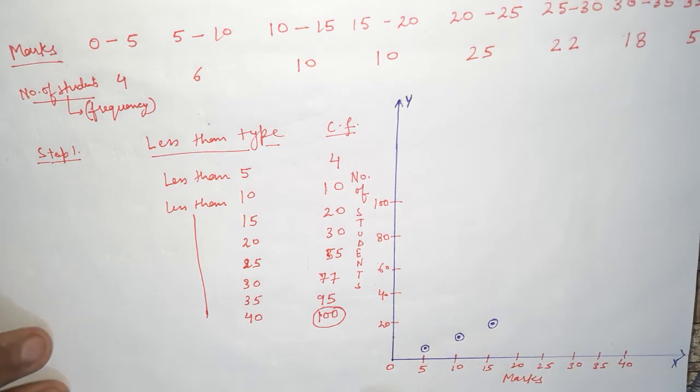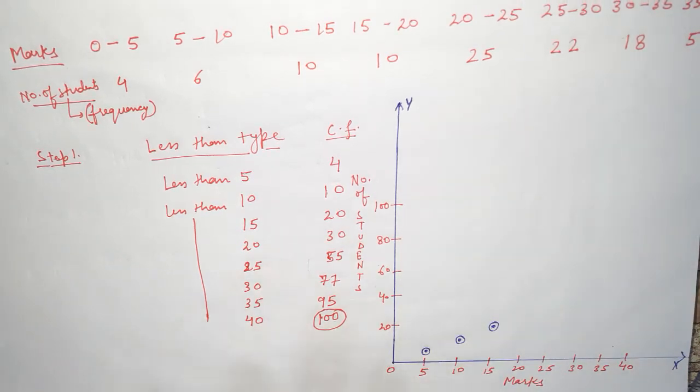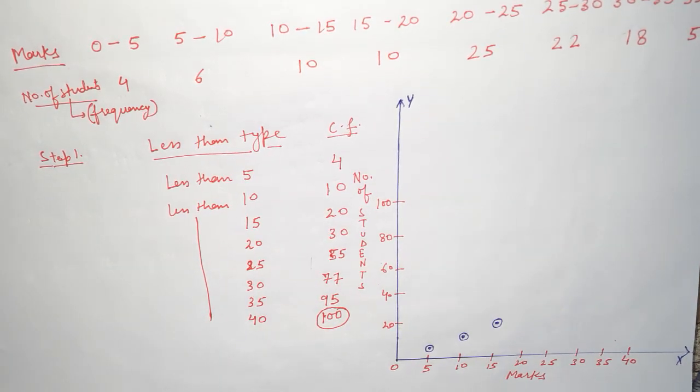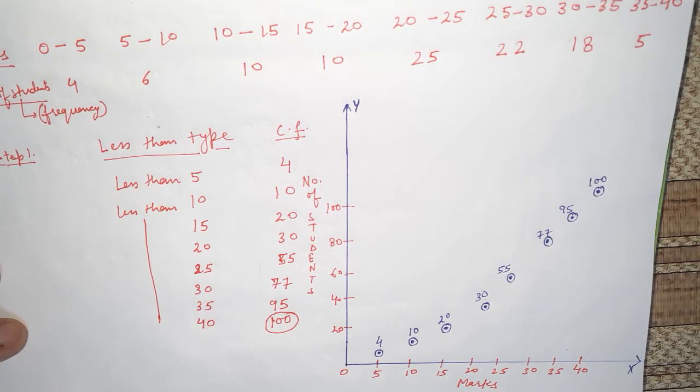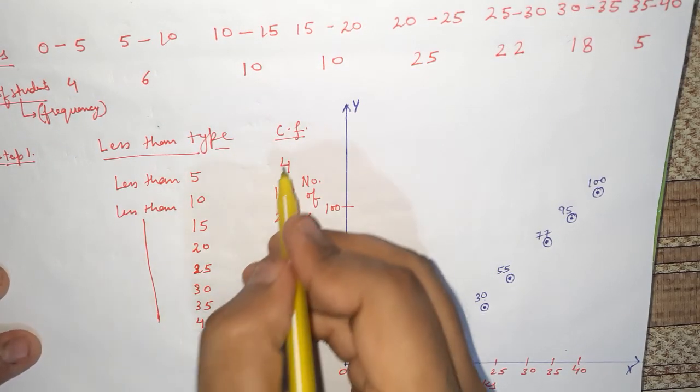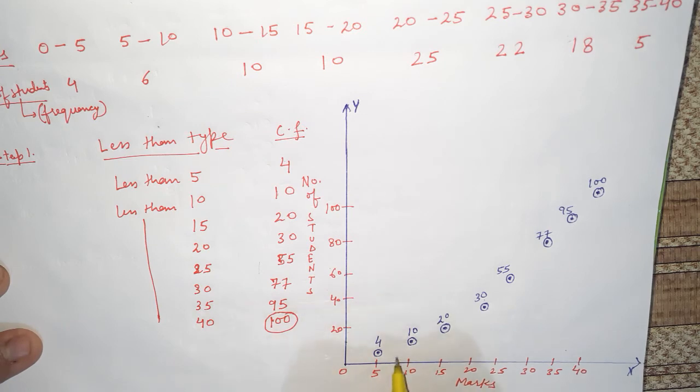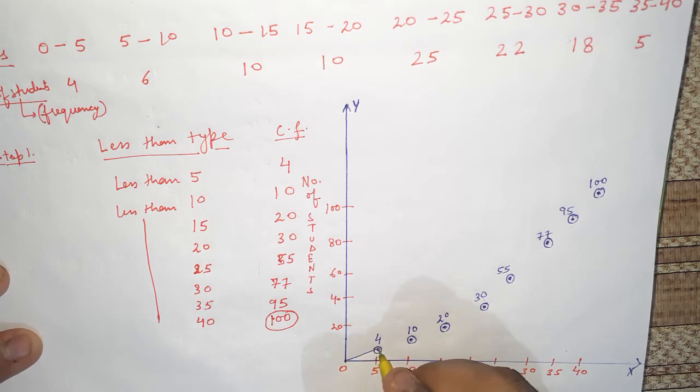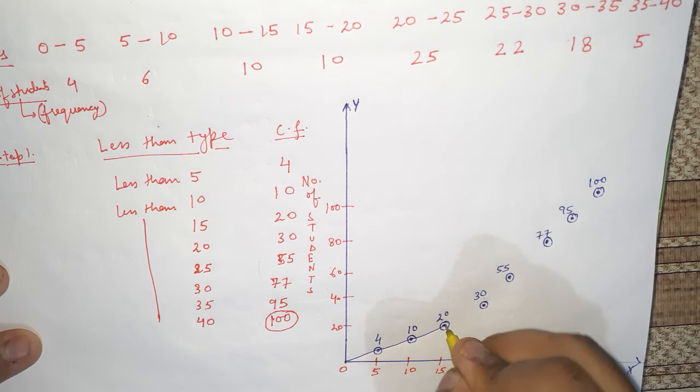Okay. Likewise we will go on plotting. I hope you all have understood the point. Now let me plot it. So as you can see, I have plotted all the points. These are all the cumulative frequencies which I have plotted on the graph, and that's why it is called cumulative frequency curve also. Now what we'll do, we'll simply join it. We'll start from the origin and join it like this.